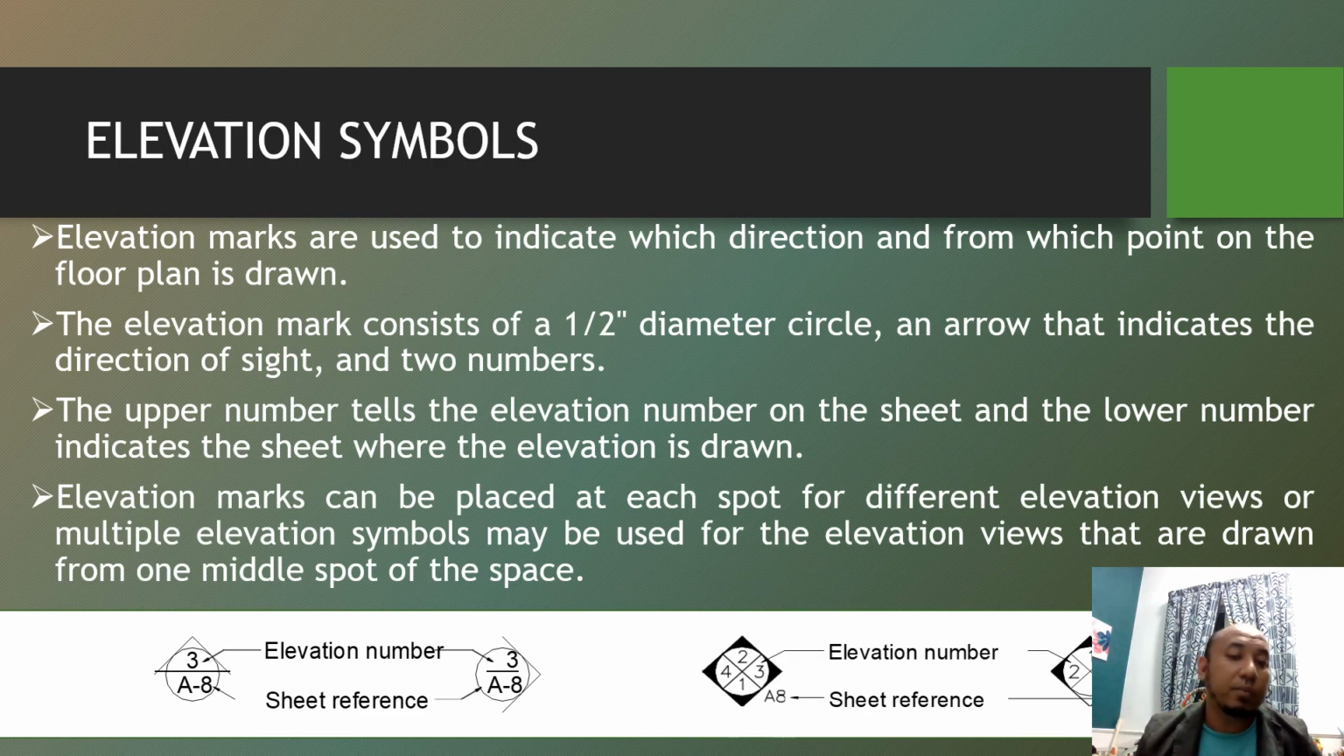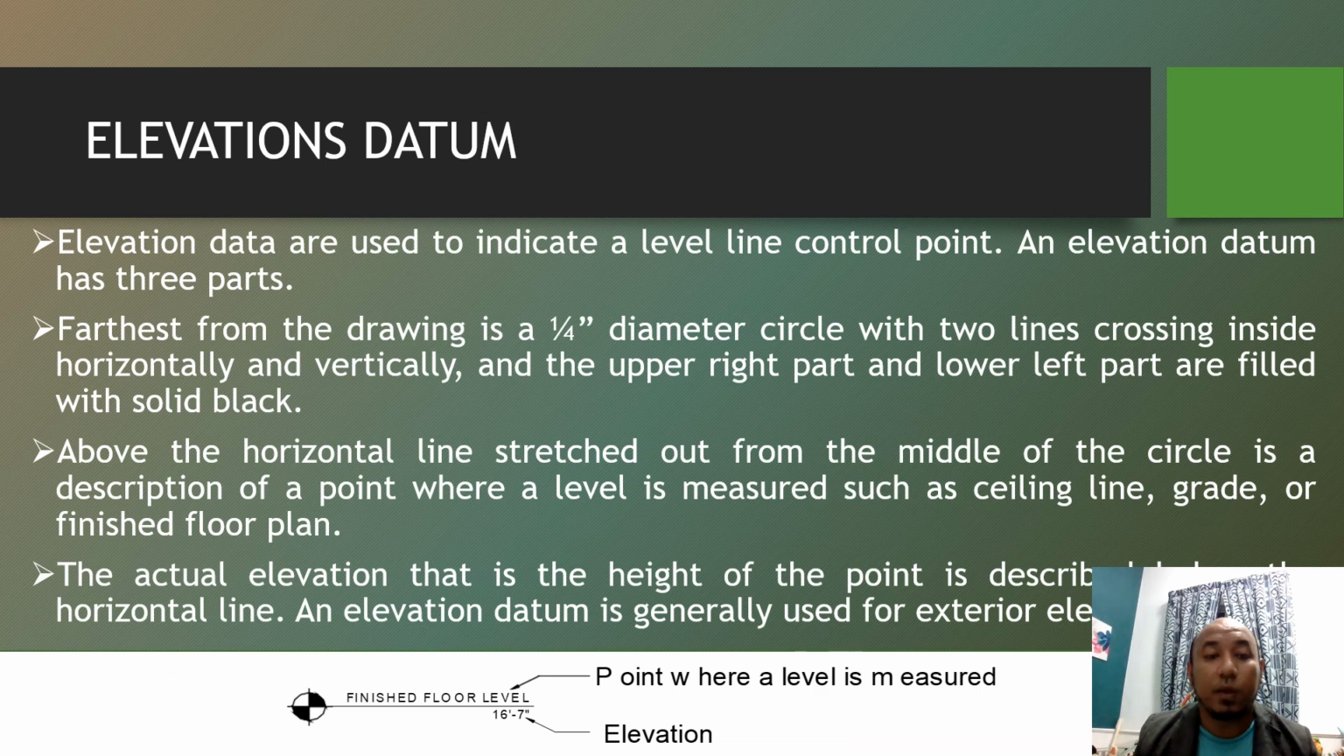And the elevation symbol marks are used to indicate the direction and from which point of the floor plan the elevation is drawn. The elevation mark consists of a half diameter circle and an arrow that indicates the direction of sight, and 2 numbers. The upper number tells the elevation number on the sheet and the lower number indicates the sheet where the elevation is drawn. The elevation mark can be placed at each spot for different elevation views, or multiple elevation symbols can be used for the elevation views and drawn from the middle spot of the space.